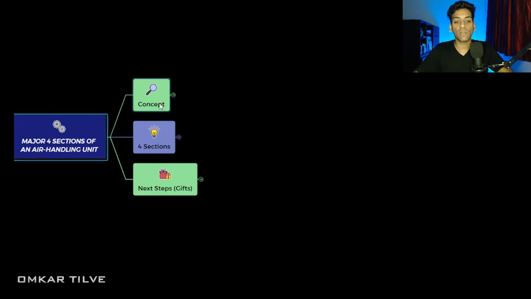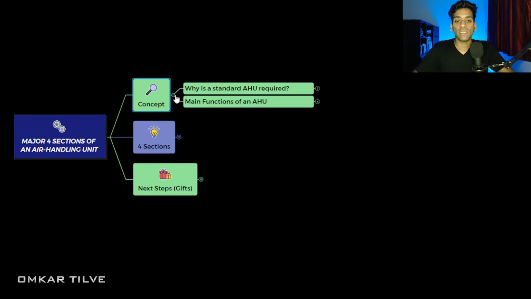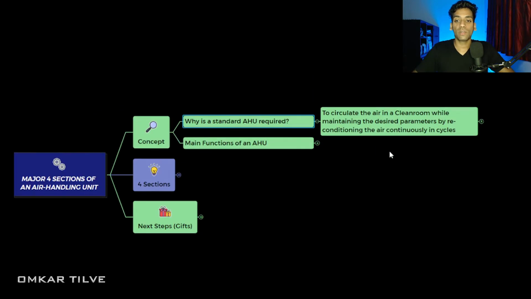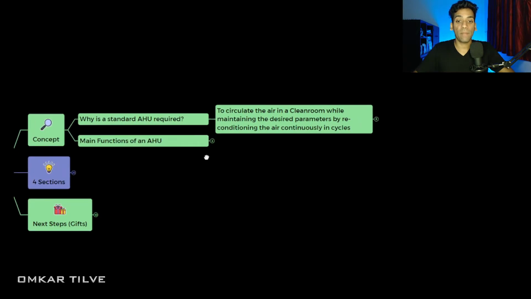So to begin with, first we'll see the concept of an air handling unit. Now, why is a standard air handling unit required? A standard AHU is required to circulate the air in a clean room while maintaining the desired parameters by reconditioning the air continuously in cycles.